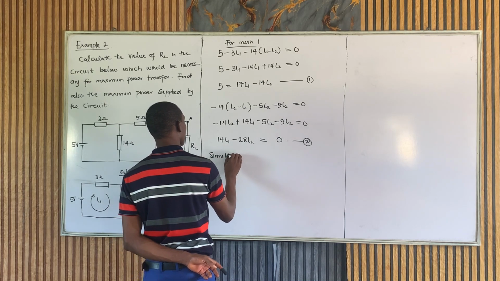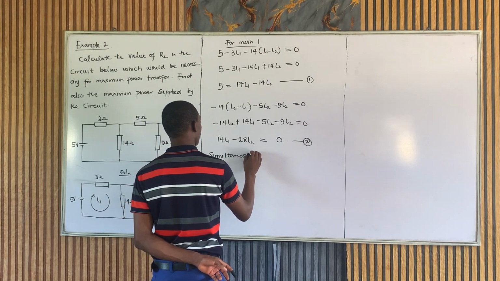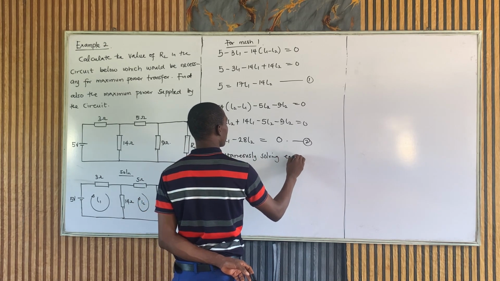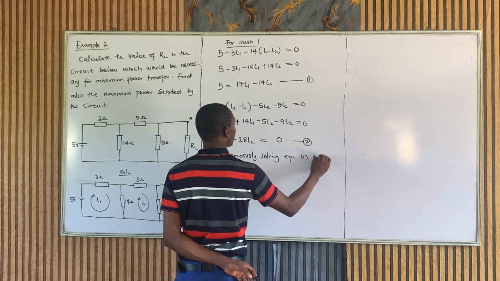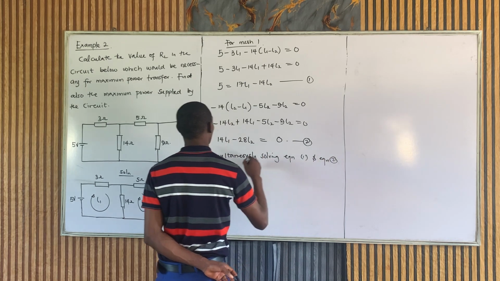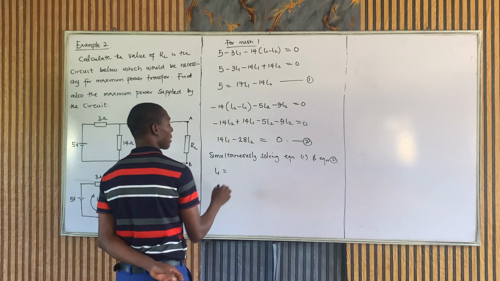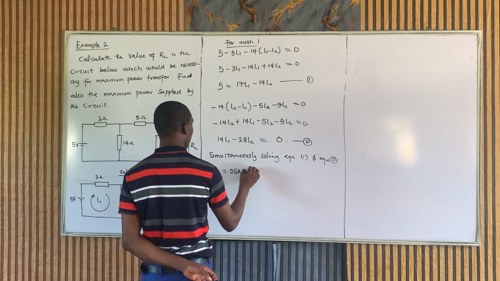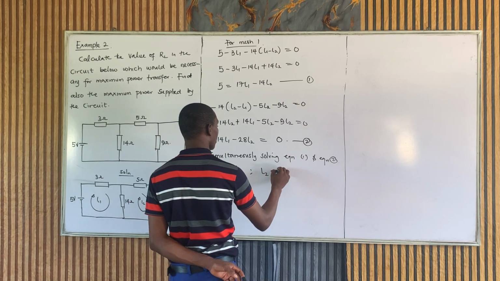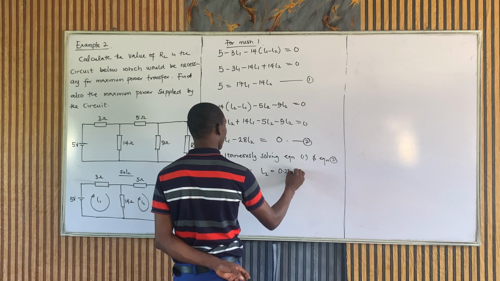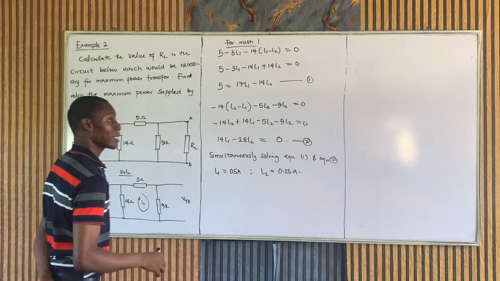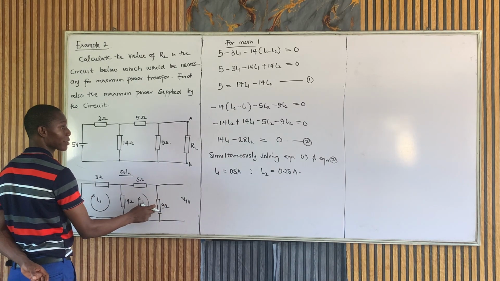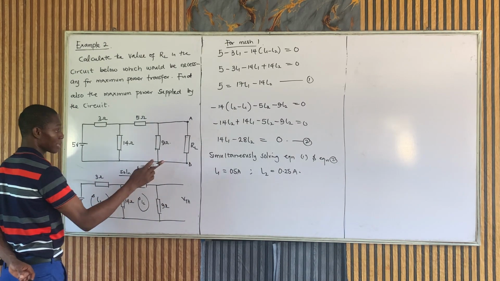Simultaneously solving equation 1 and equation 2, we get that if you solve this simultaneously, I1 is equal to 0.5 ampere and I2 will equal 0.25 amperes. So understand that VTH is the voltage across the 9 ohm. And what current is flowing through this 9 ohm resistor? That's the I2, which is 0.25.